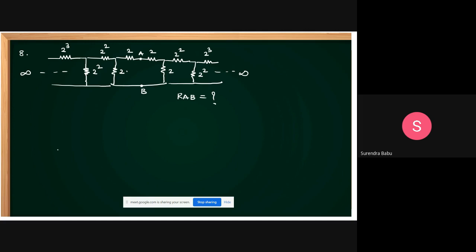Please try to solve this one. Yes, students, quickly try. Here I am giving one idea. Please concentrate. You go from this side, and you see from this side. These two networks are the same. Take this as the reference.